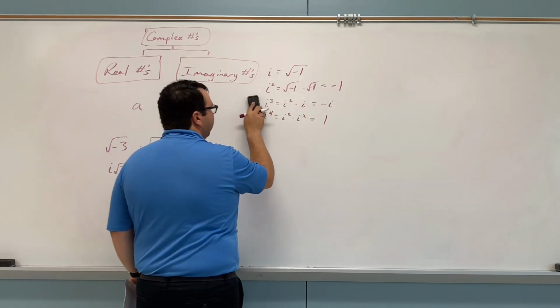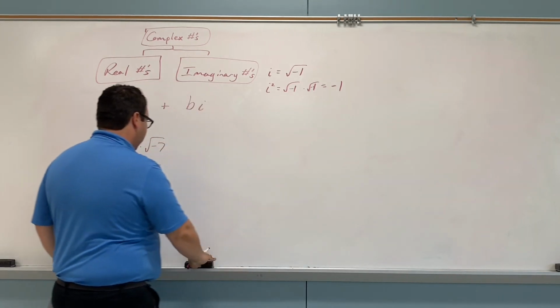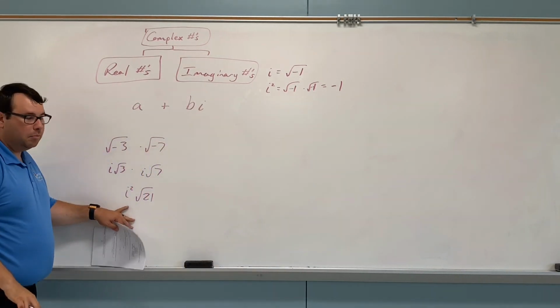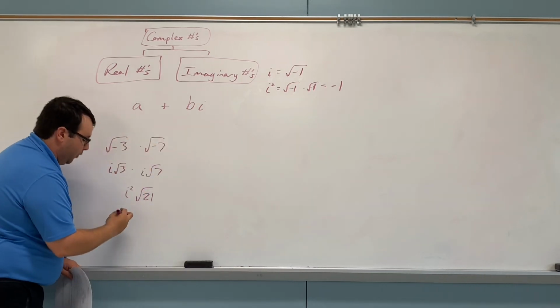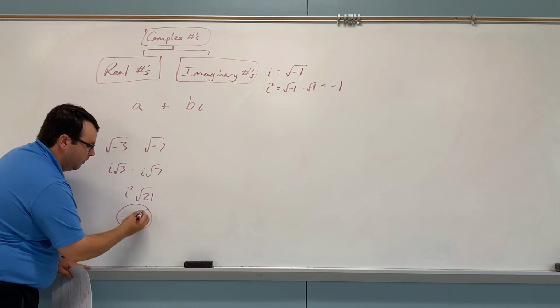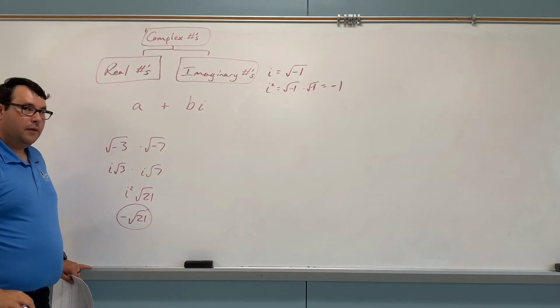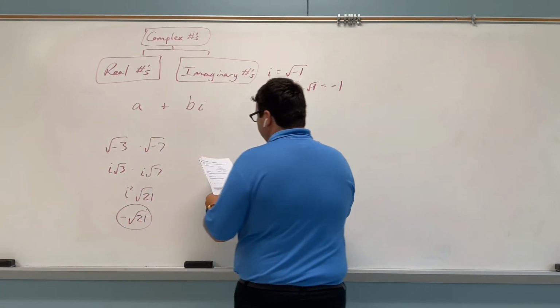I'm going to erase it for now and just leave the i squared, since that is the one we are working with back in our problem. Now, i squared we said is negative 1, so this is like a negative square root of 21. Huh. Interesting, right? Let's try another one.